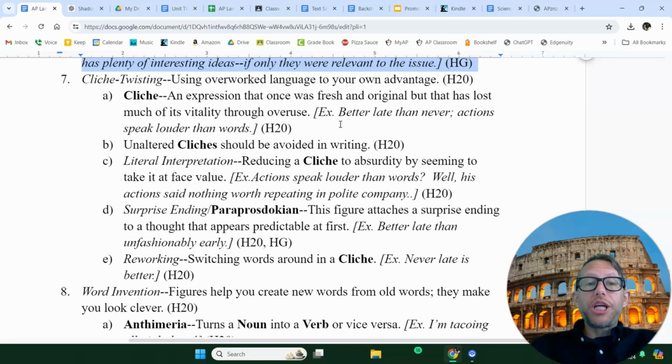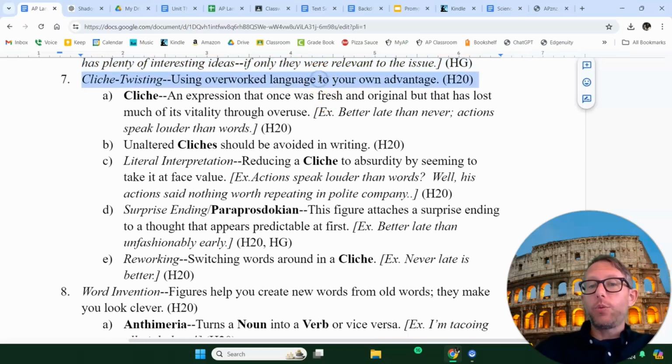And then, of course, we have cliche twisting, which gives us a whole bunch of different options at our disposal because cliches are everywhere and you're going to be predisposed to using them. And, well, we'll talk about that more in a couple of moments. Using that kind of overworked language to your advantage because it is overworked. And because it's overworked, it has a consequence of often being ineffective. Well, so how the heck can we make it a little bit more effective?